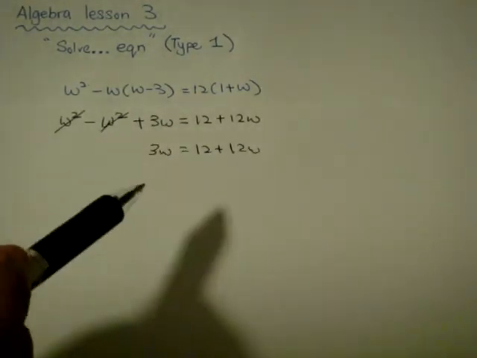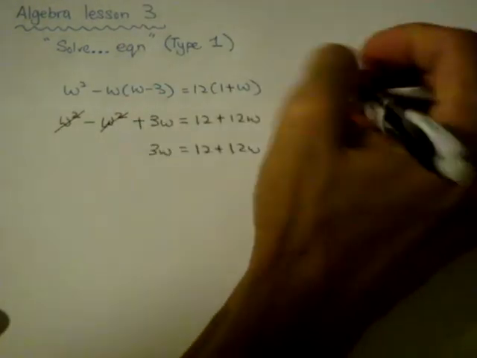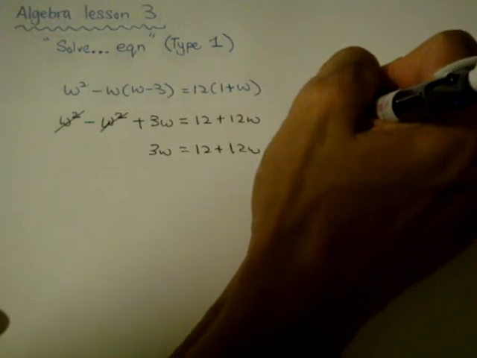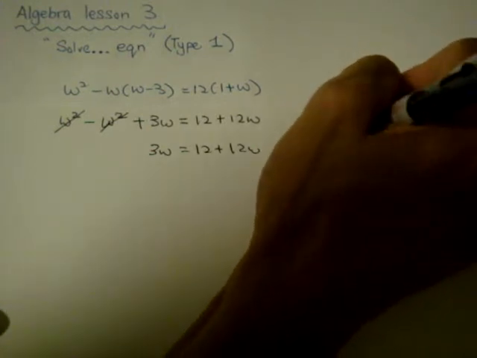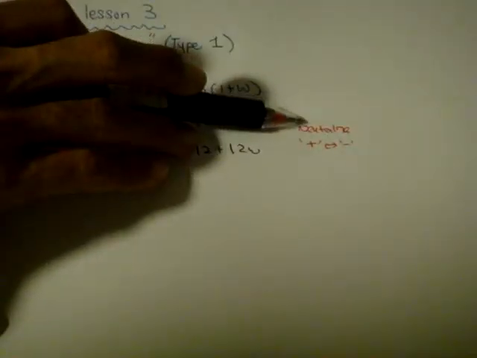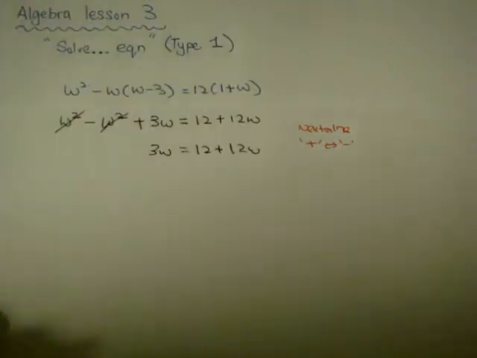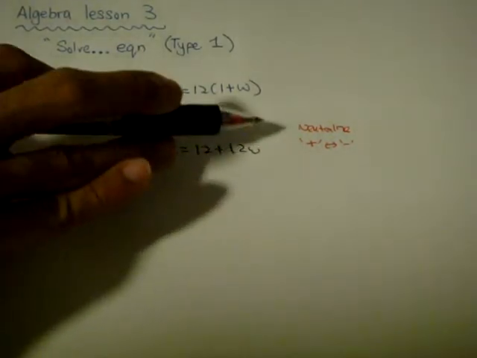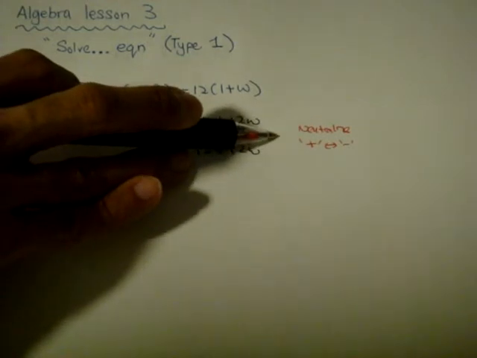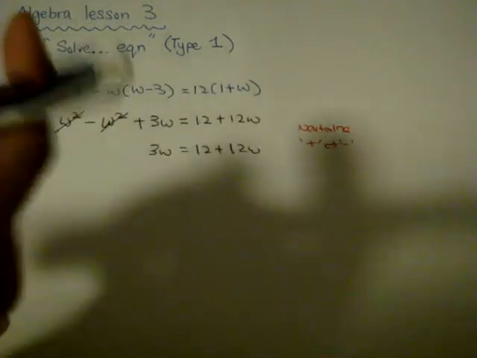Why is it negative? Actually, they're talking about the keyword called neutralize. For plus, we use minus to neutralize. For minus, we use plus to neutralize. So to neutralize this plus 12W, you have to minus 12W. So plus 12W minus 12W will be 0.